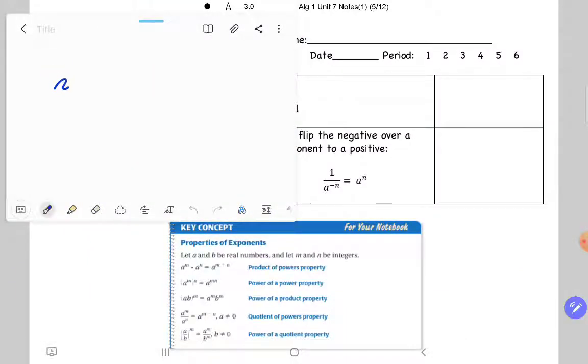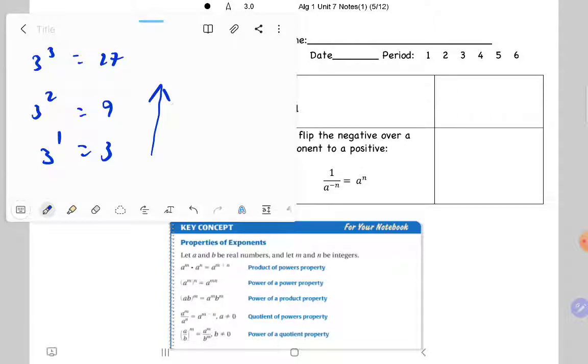Okay. Let's do 3 to the first. That's 3. 3 squared, again, is 3 times 3, which is 9. And 3 cubed is times another 3, and that's 27. So as we go up, if we go to 3 to the fourth, we multiply by 3. Okay? Now what if we wanted to go backwards?